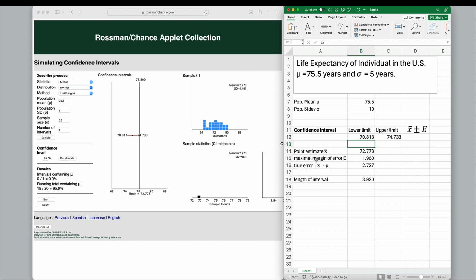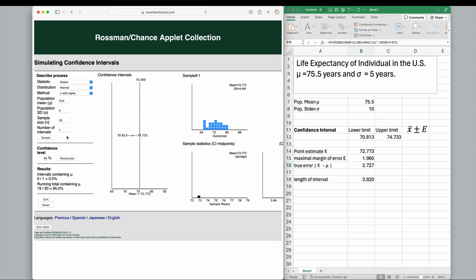But what do you notice about the true error? The true error actually is bigger than the maximum margin of error. And so when this occurs, when we get a bad sample, the true error is too large, larger than our maximum error. We could see that here. And that just happens by the nature of this procedure because we got a bad sample.